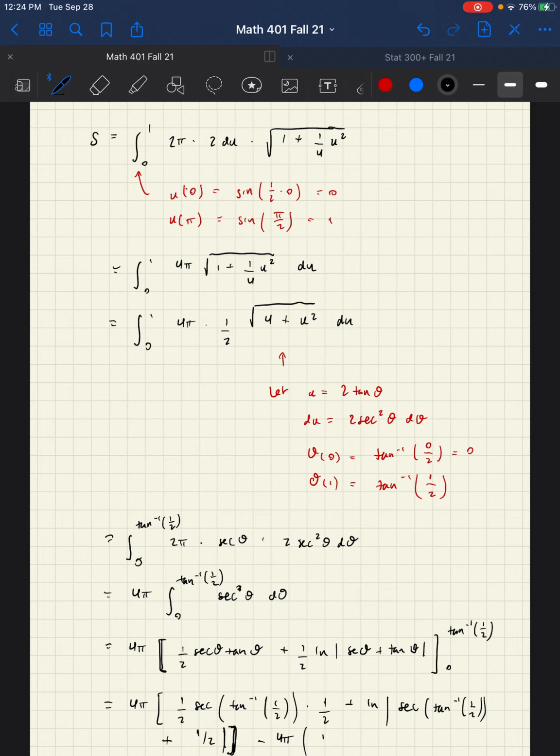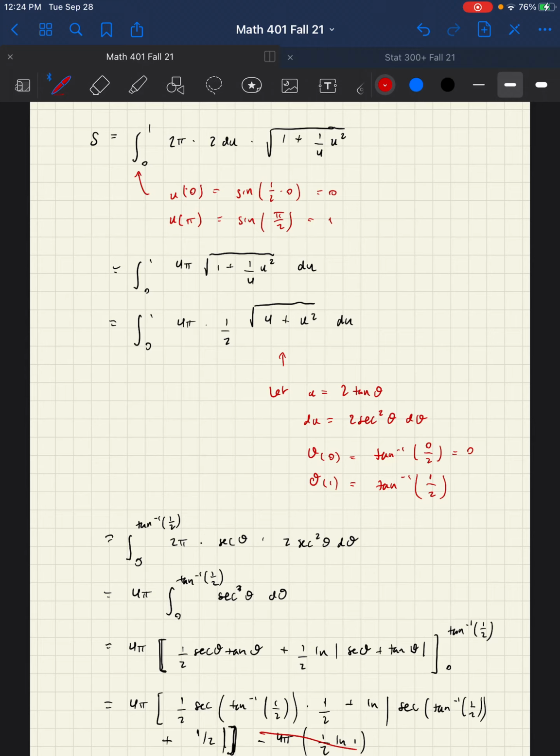So the first term becomes 0. Then 1/2 ln of secant of 0, which is 1, so 1/2 ln of 1 plus 0, and ln of 1 is also 0. So that also goes away.